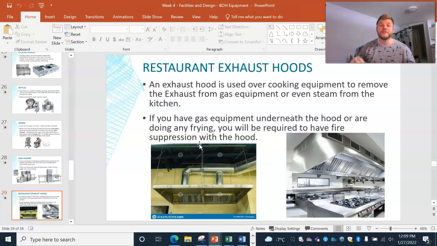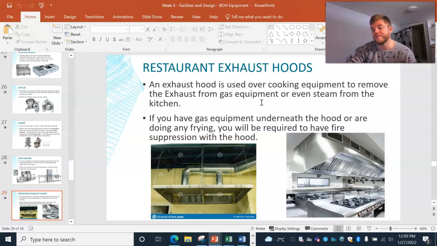Next part is exhaust hoods. The reason why these are important is because they are legislated, and it's a mandatory thing that you need to have for fire safety. All these exhaust hoods have to come with a fire suppressant system, which if it goes off, it's very expensive and you have to close the restaurant down. If you have gas equipment underneath the hood or are doing any frying, you'll be required to have fire suppression with the hood. So anything gas, anything with a flame needs to be underneath one of these exhaust hoods.